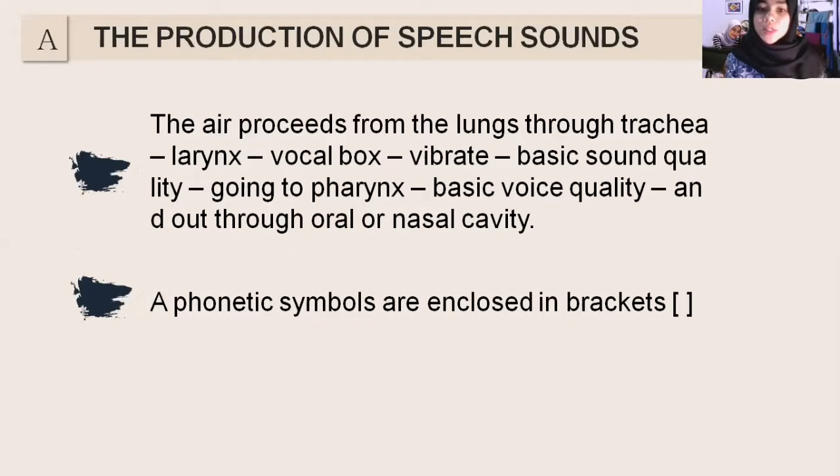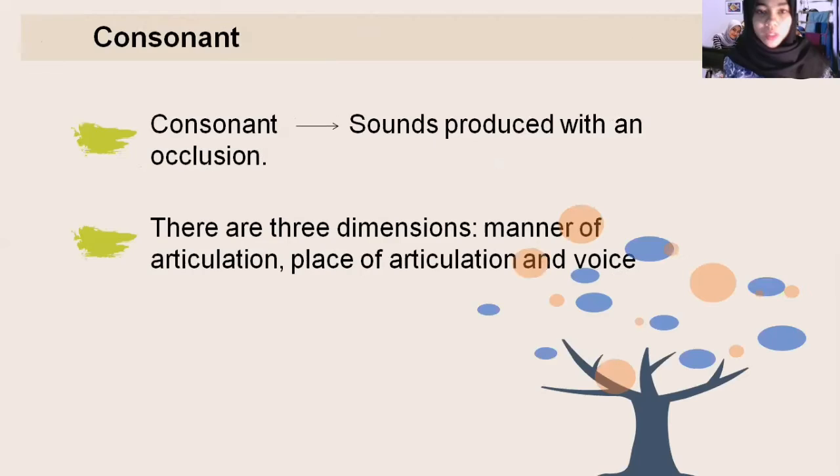The air proceeds from the lungs through the trachea and then goes to the larynx, where the voice box, the place of our vocal cords, is. It vibrates, and then basic sound clarity happens. That's why we can differentiate between male and female. And then going to the pharynx, and out through the oral or nasal cavity. That's why we can produce sounds. Phonetic symbols are enclosed in brackets.